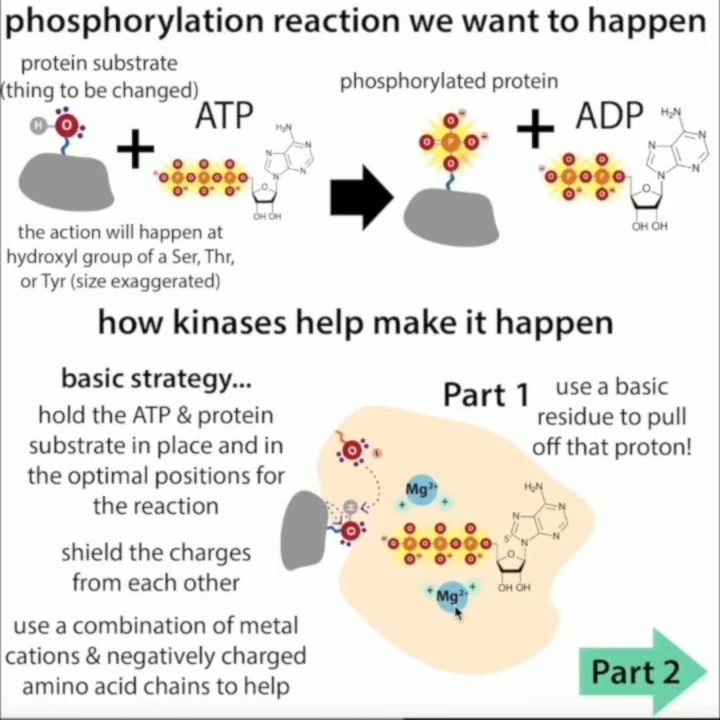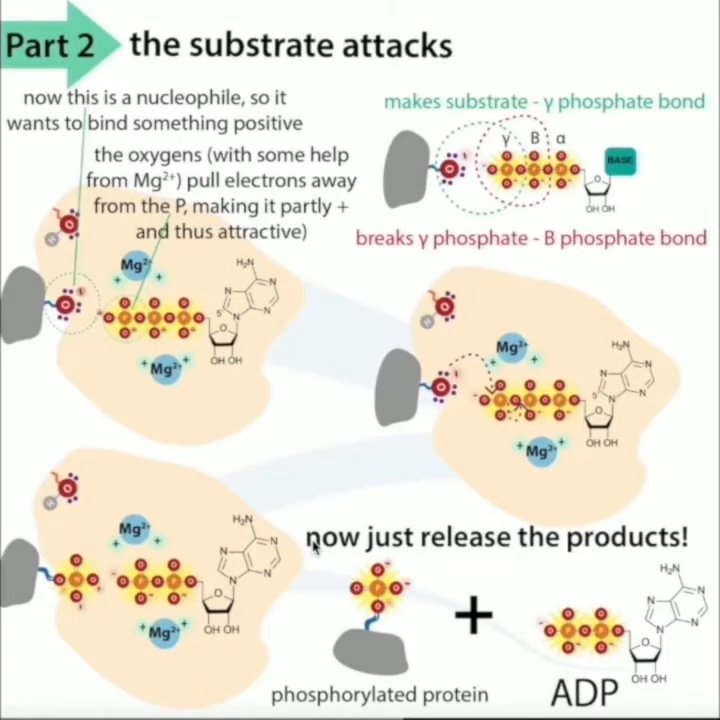Often this is done with the help of an amino acid that's sticking out into the active pocket, the place where the stuff is going to happen. There's often a basic amino acid that is going to pull off that proton, that H plus, and leave this O-. And then that O- can act as a nucleophile.